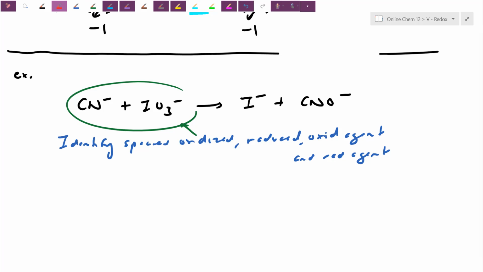What I want you to do for practice here, step 1, assign oxidation numbers. Assign these fake charges so that I can tell if the charge goes up or goes down. Assign oxidation numbers to everything.